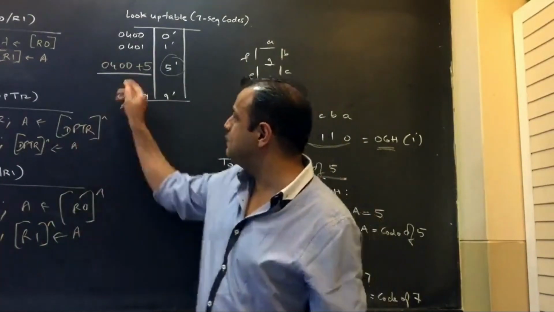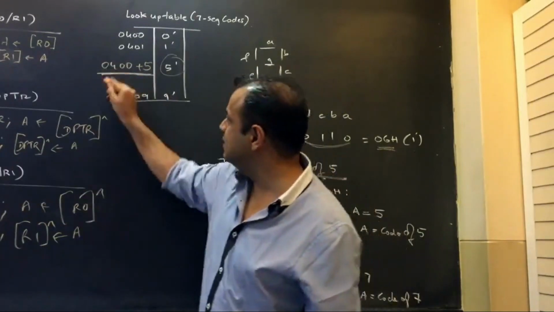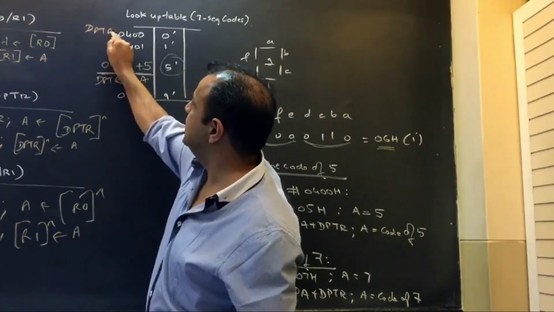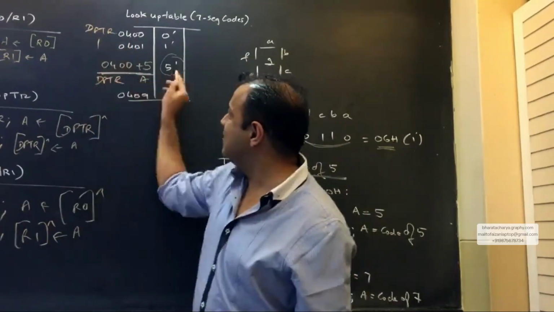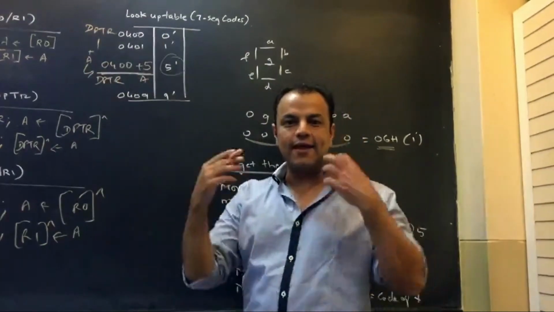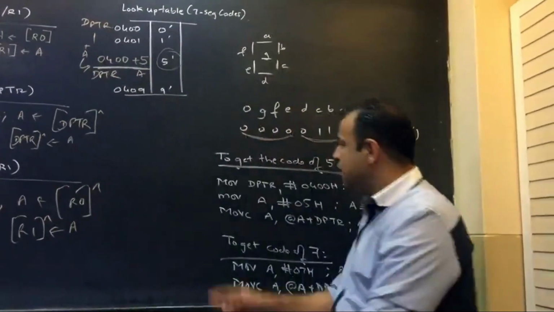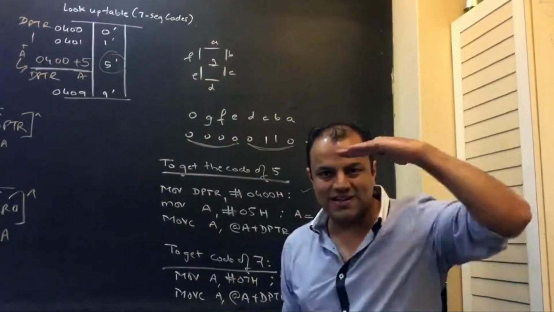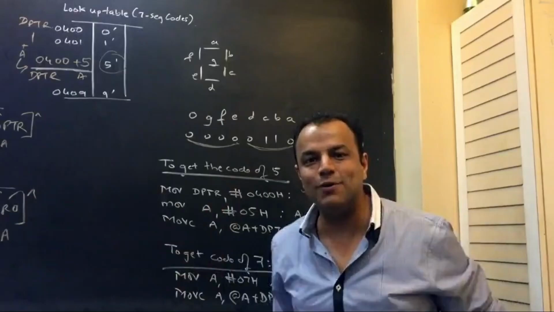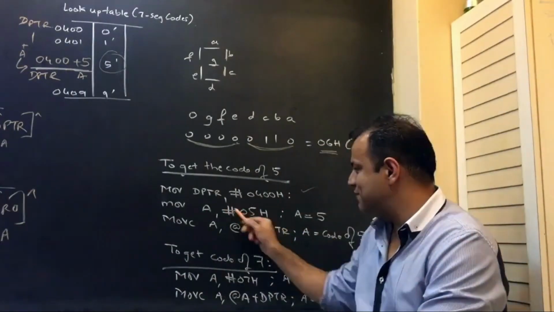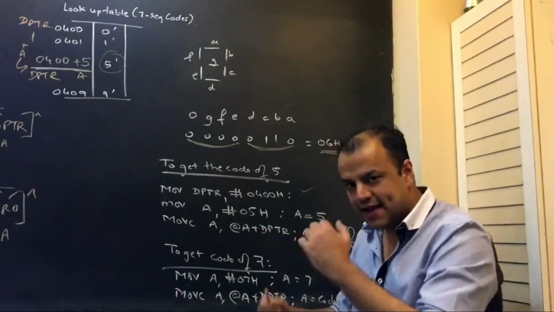That means that address can be formed by adding 2 registers. This is DPTR, this is A. You will initialize DPTR with 0400, and the number whose code you want, you use it as an index in this array. That's what is called index addressing. To get the code of 5, you will initialize DPTR with 0400. That's the base address of the array, that means where your table begins. You want the code of 5, put 5 in A, use it as an index in that array.